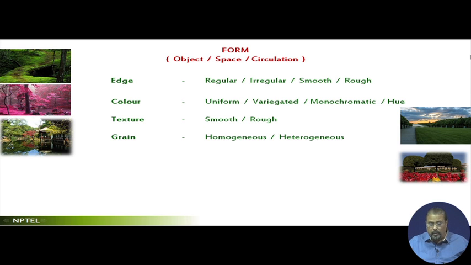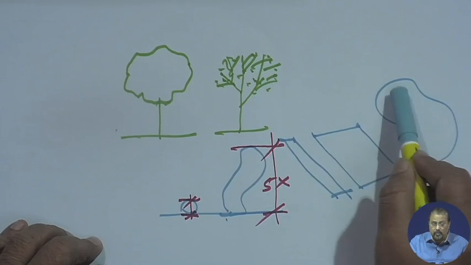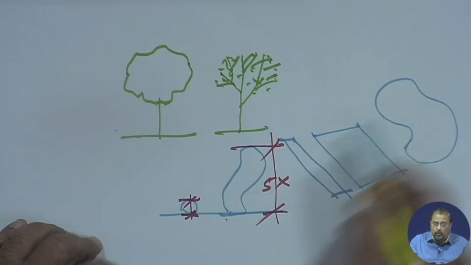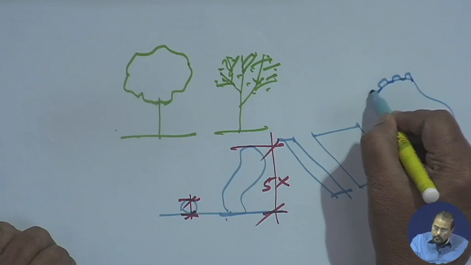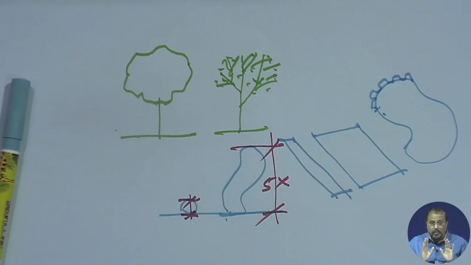I'll go quickly through this. It is edge, color, texture, grain. Whether it is regular edged or irregular edge or smooth. So basically it is referring to this part of it. Look at the paper. This is the edge that they are looking into. Whether this is regular, this is irregular, this is smooth, and this is rough. So the point is what kind of edges you give, that is the kind of design that you are going to view.